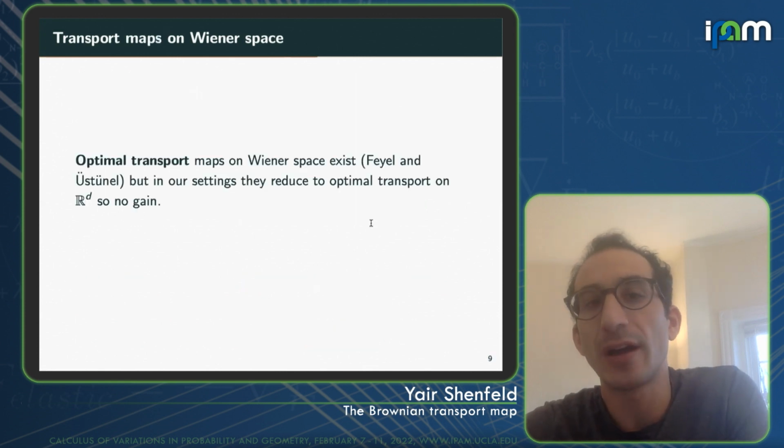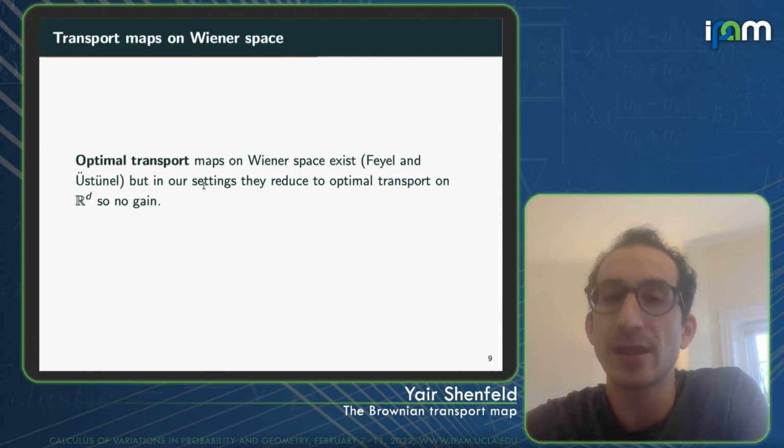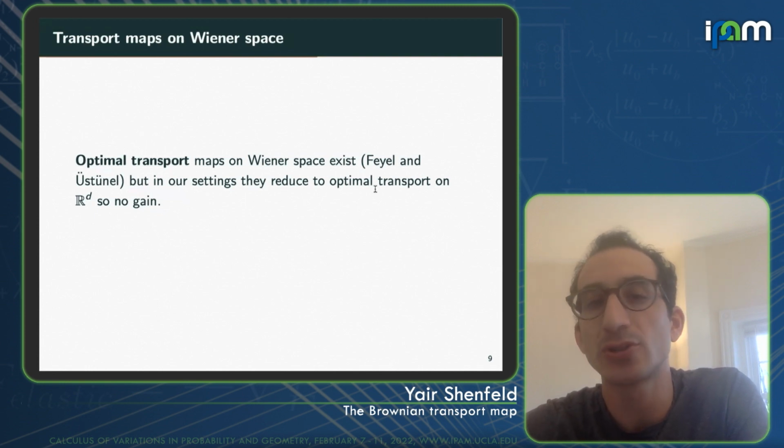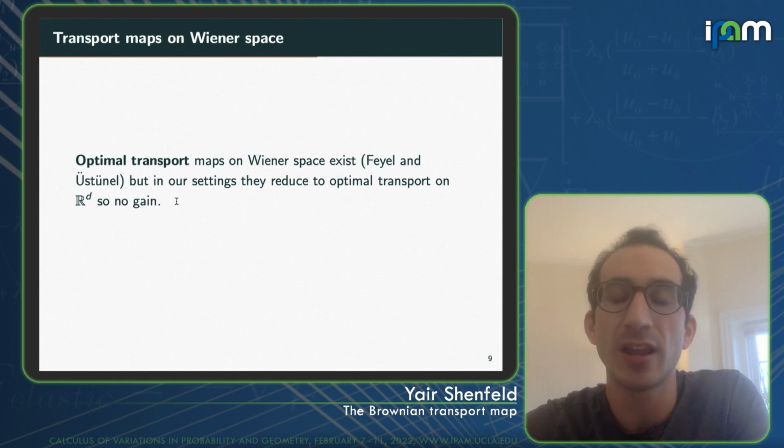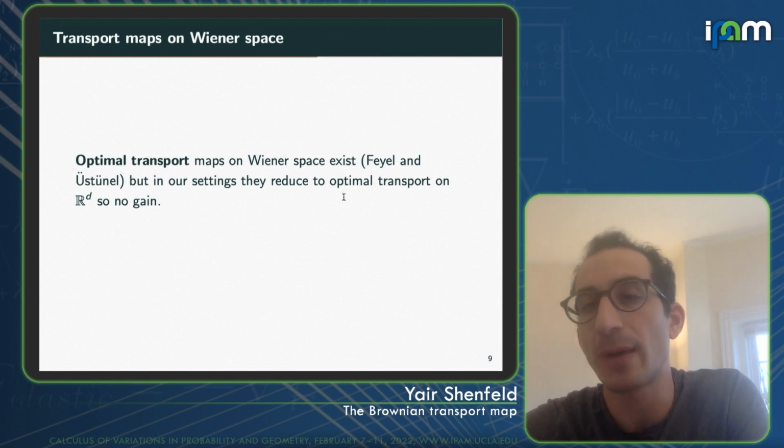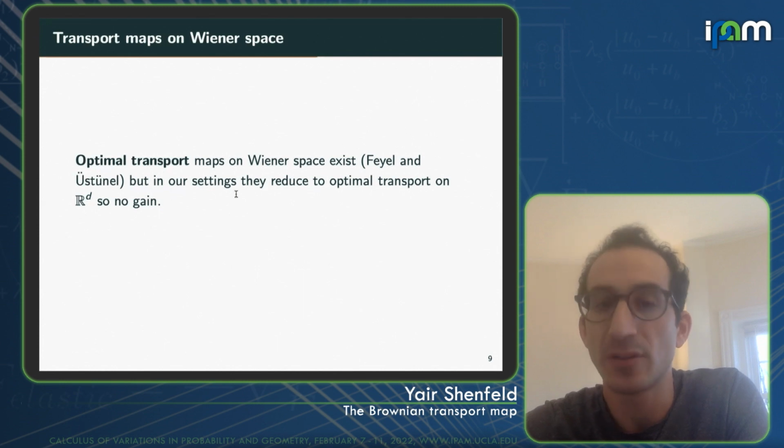So the first thing to try is, okay, how about we just try optimal transport maps on Wiener space? So there is a theory of optimal transport map due to Feyel and Ustunel. There are a lot of interesting questions around that, but in our setting, it just reduces to optimal transport on R^d. So we're not gaining anything because, as we said before, for all these measures that we're interested in, like log-concave with bounded support and things like that, the question whether the optimal transport map is actually Lipschitz with the correct constant is an open problem. So going to Wiener space doesn't do anything for you.